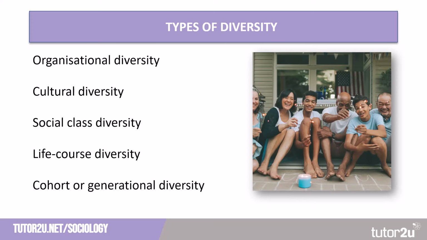The Rapoports identified 5 main types of diversity in British families. Organisational diversity, which refers to the different ways in which families are structured and organised. This includes variations in family roles, such as who earns the income and who takes care of the children. Families can be nuclear, extended, single parent, reconstituted or blended, or same-sex families.